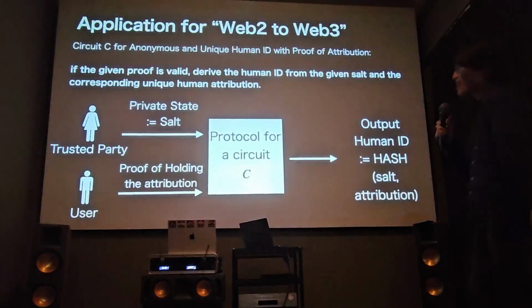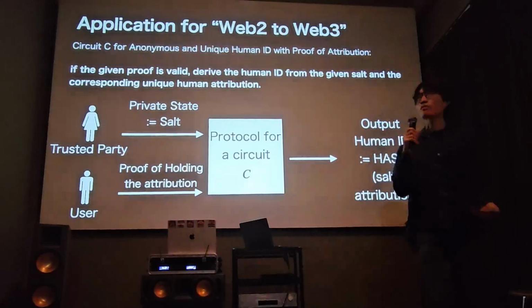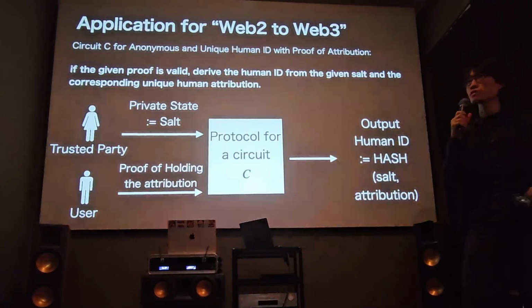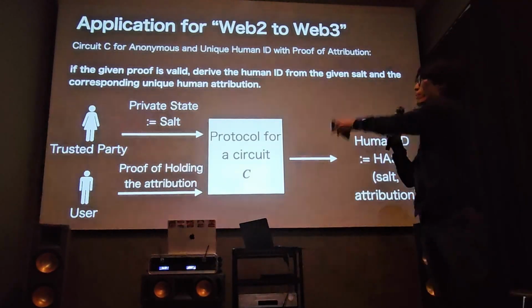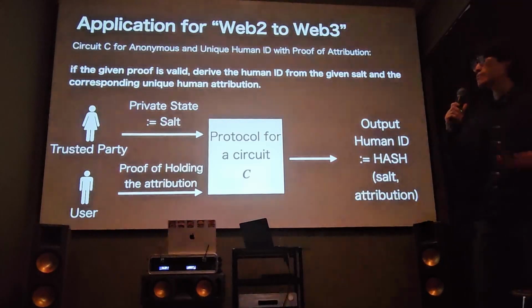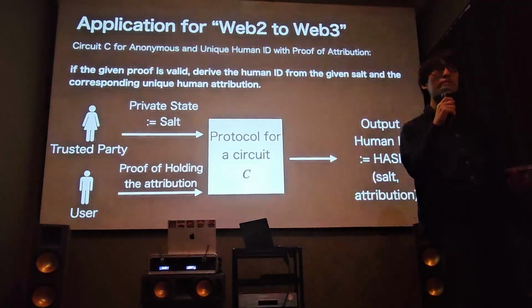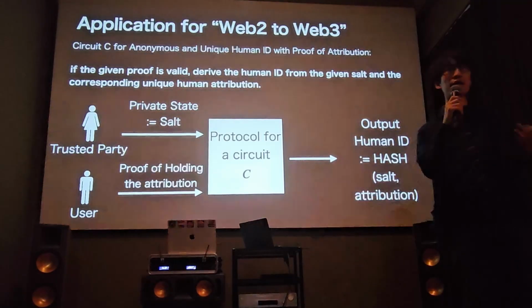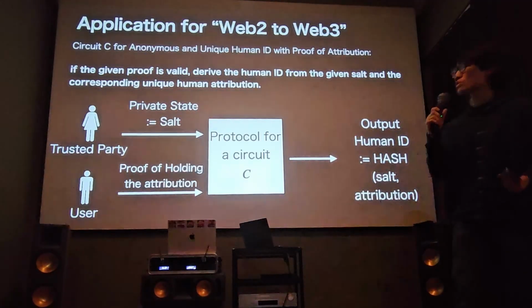Yes. And we can achieve this kind of application using private computation with private state by setting the random salt as a private state, and the user provides the proof of holding the attribution as the input. And this computes the human ID only if the given proof is valid.